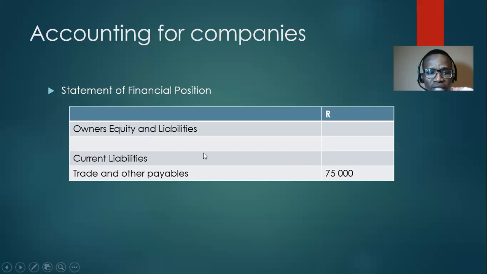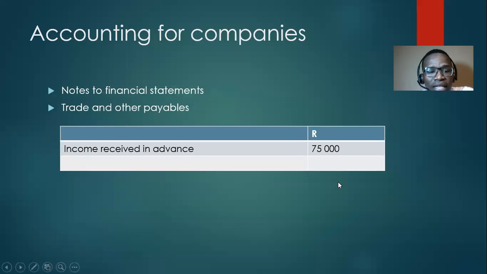So your user will be able to say, okay, the company has got current liabilities and those current liabilities are trade and other payables, but what does this 75,000 relate to? Then you'll be able to see under the notes that it relates to income received in advance. That means the company received cash, but it has not provided that goods or service. In this case, it received 180 and it only provided the rental space for 7 months, but not for the remaining 5 months.